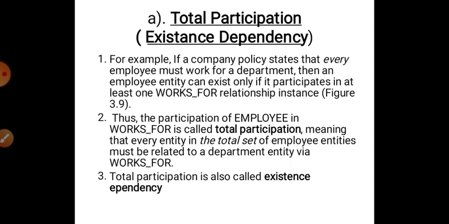Students, in any company, an employee is employed and he is assigned to a department. So an employee works for one department, and as long as that department is working, he will be there. So that is what is total participation or existence dependency. Total participation is also called existence dependency. That means as long as the electrical department is there, an electrician would be working like that. As long as the accounting department is there, an accountant would be there. If the accounting department is closed, the accountant will not be there.